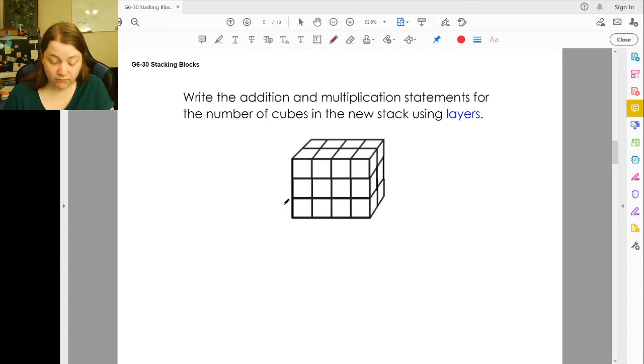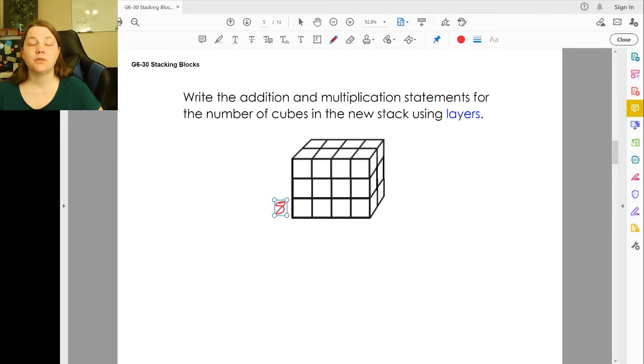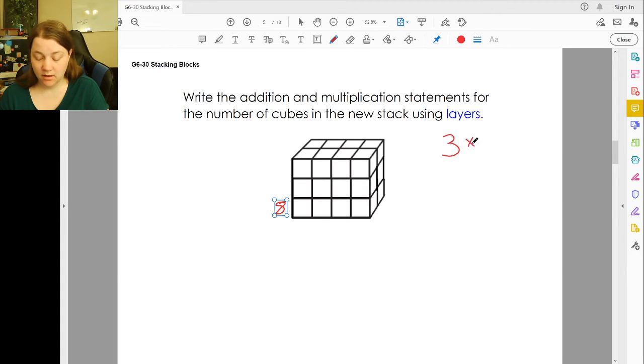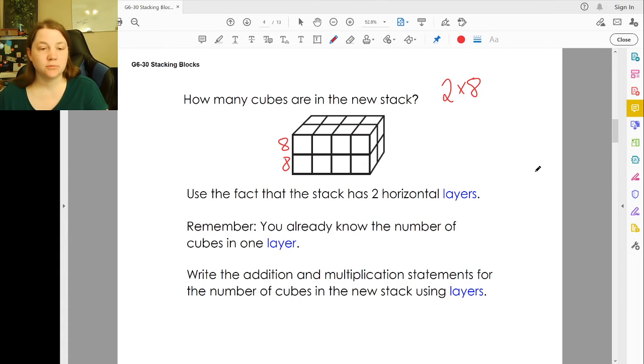Now, remembering that there were 8 cubes in the bottom layer, now we have 3 layers. So how many cubes are here? Well, now there's 3 layers of 8 cubes each. 3 times 8 is 24 cubes. And in case I wasn't clear before, 2 times 8 is 16 cubes. My apologies.